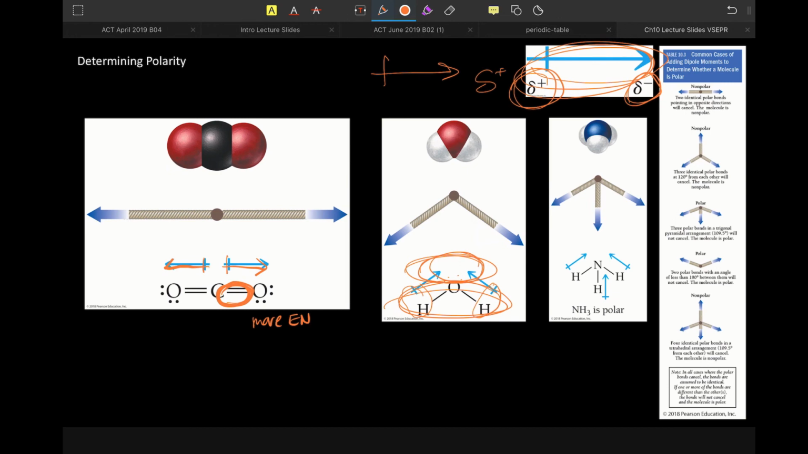All right, tomorrow, or next class period, we will spend some time analyzing some structures and seeing if you can see for yourself whether a molecule is polar or not.